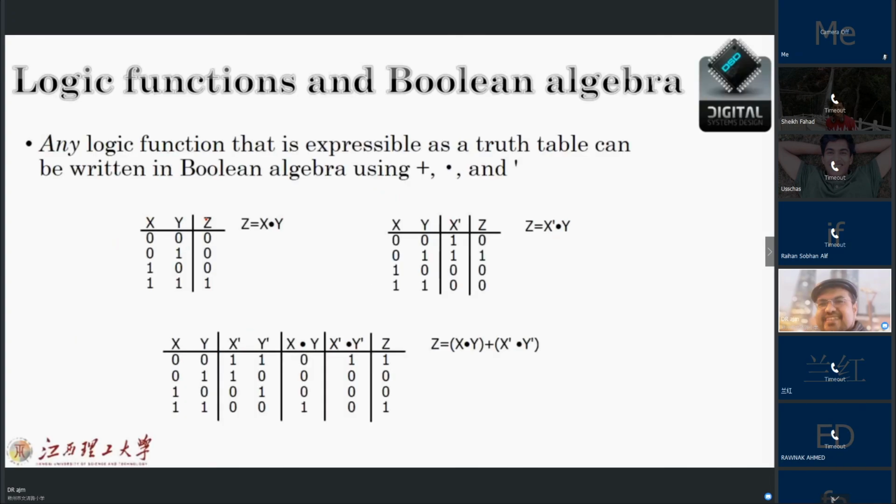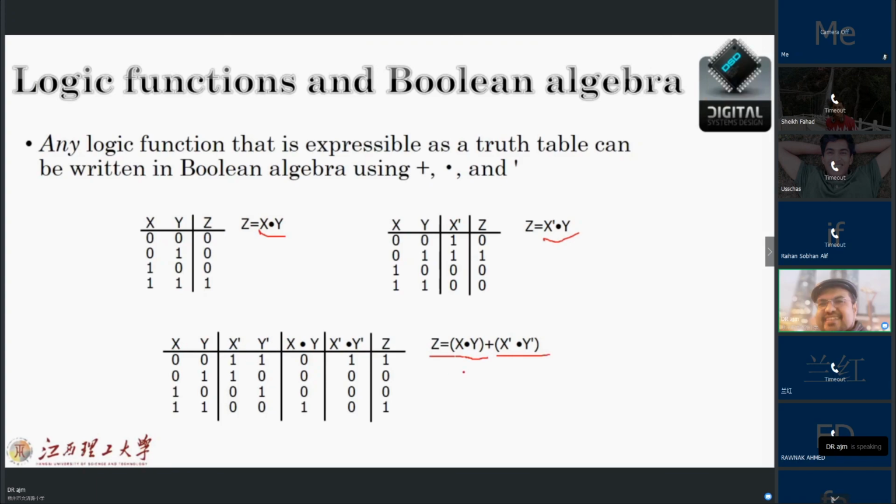Now we want to say that any logic function that is expressible as a truth table can be written in Boolean algebra using AND and OR. Suppose I want to show the AND between X and Y, I can show it like that, and X dot Y also I can show. Then if I want to show X dot Y plus X bar dot Y bar as the expression of Z, take the truth table.